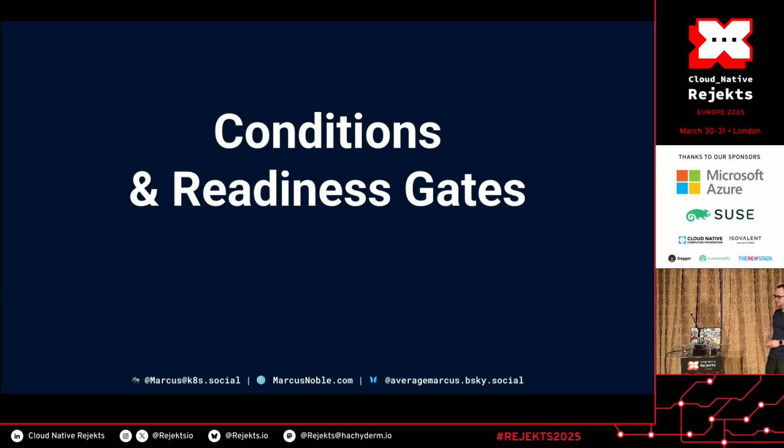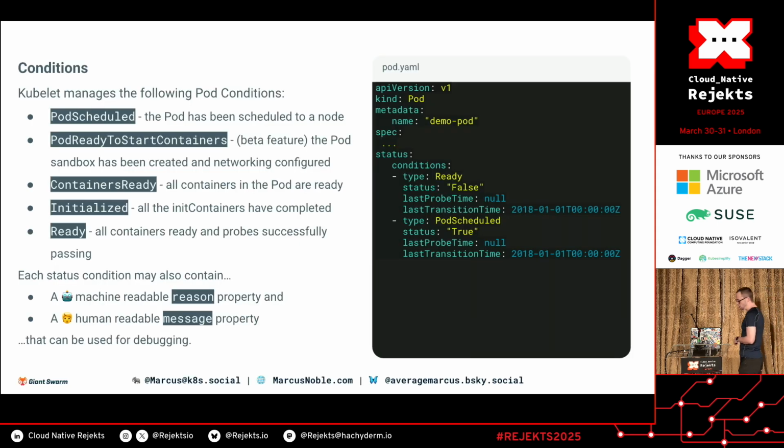Conditions and readiness gates. So you've probably come across conditions multiple times when looking at Kubernetes resources. They all have them in some degree or another, or most have them. And these are on the status. And for pods, the kubelet manages 5, with one of them being beta, itself to tell you the current state of the pod.